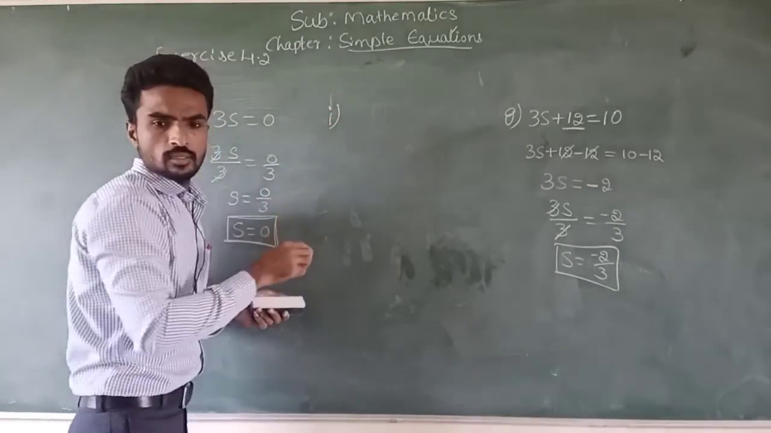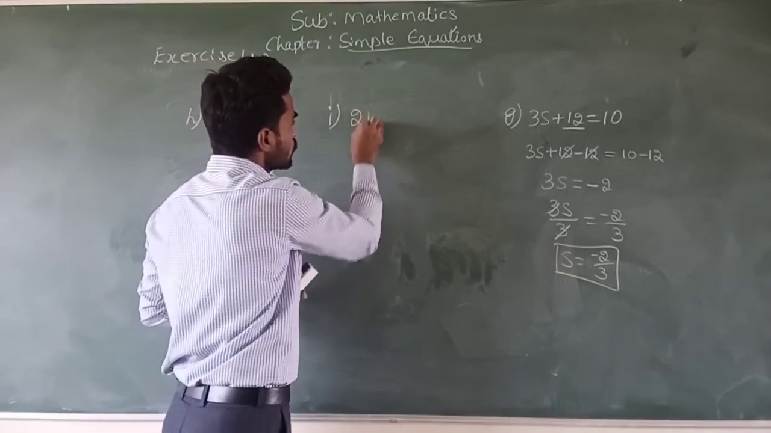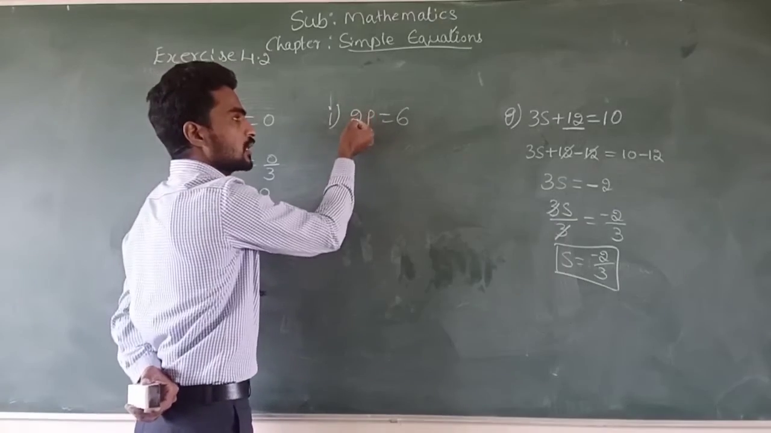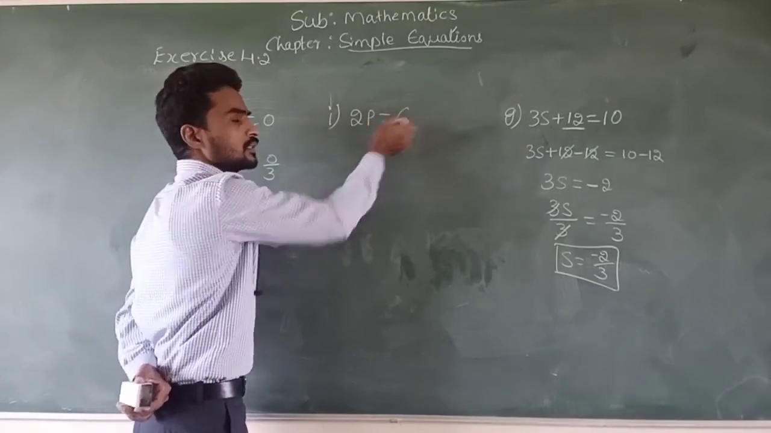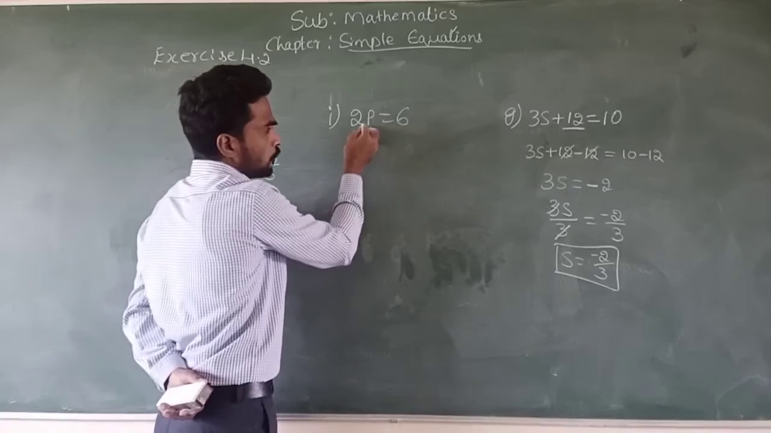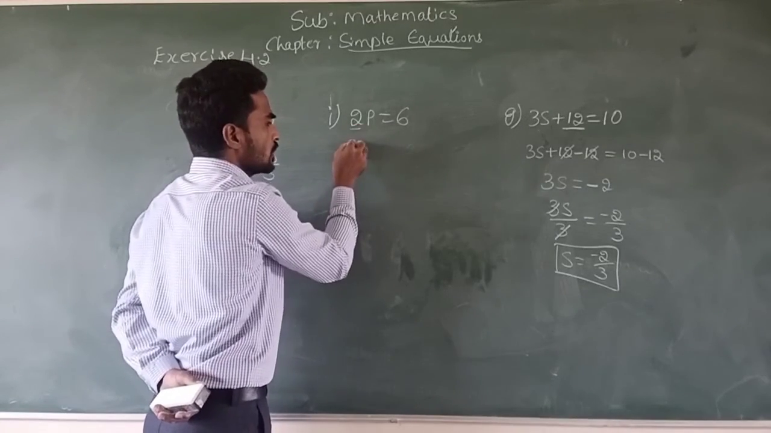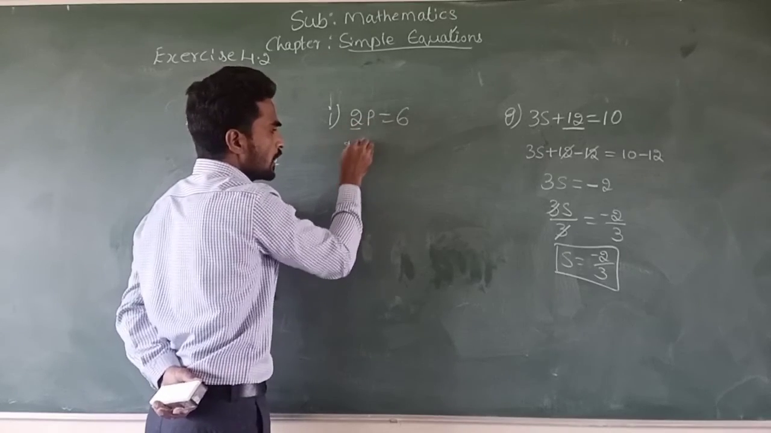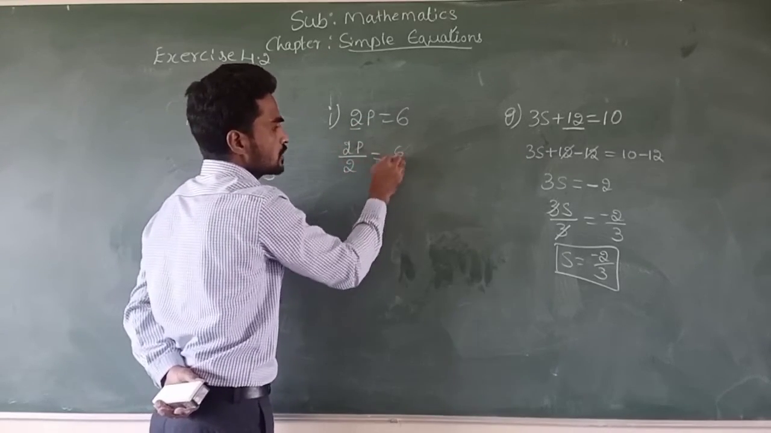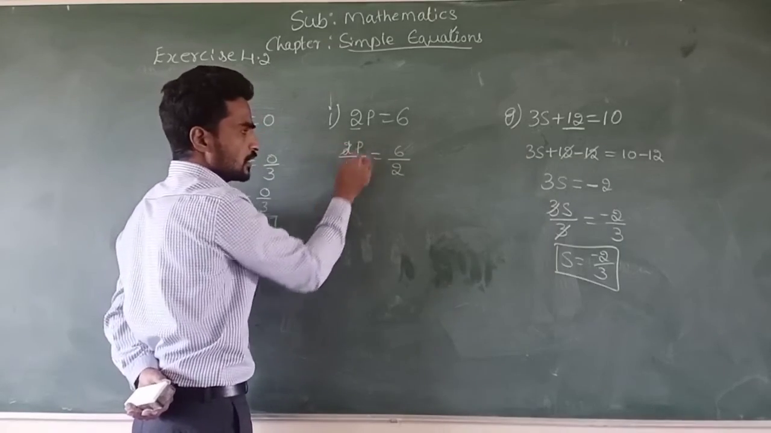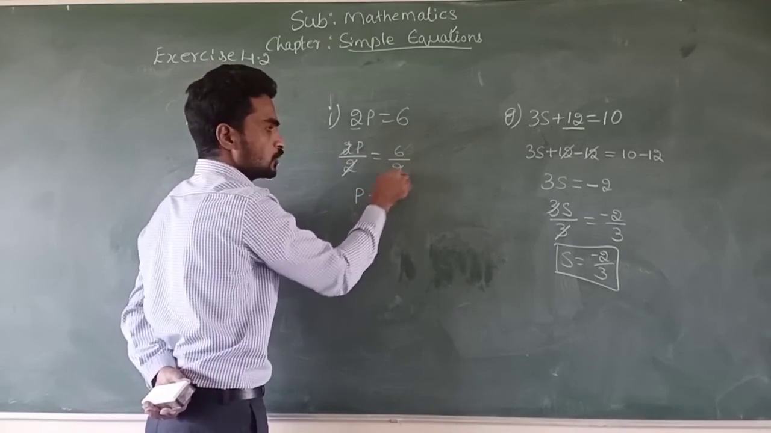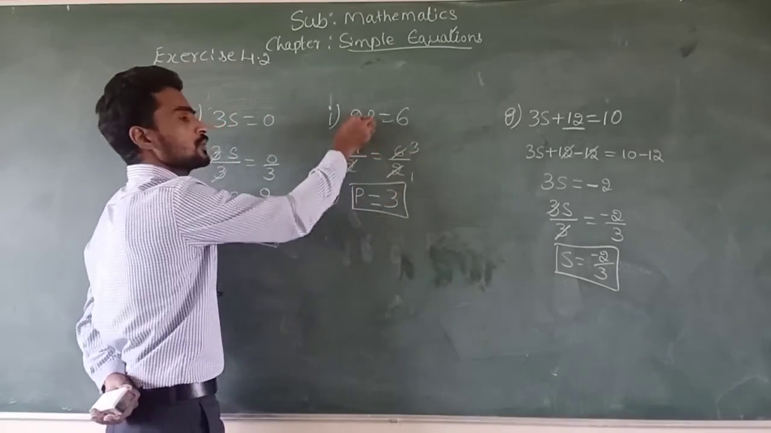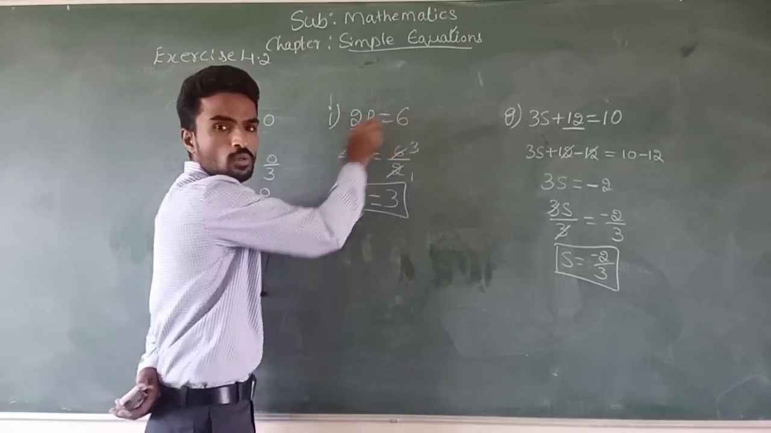Next sub question is 2p is equal to 6. Here p is the variable, and that variable multiplied by 2 gives 6. Now for cancelling this 2, here 2 is multiplied to p, so dividing by 2 on both sides, the 2s cancel out. The remaining term is p. p is equal to 3, since 2 ones are 2, 2 threes are 6. p is equal to 3 is the solution of the given equation: 2p is equal to 6.